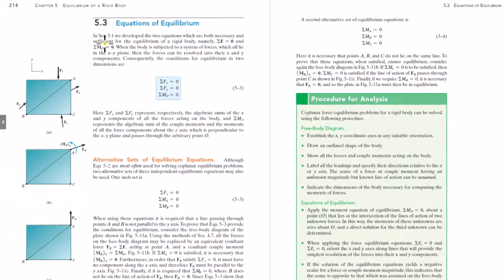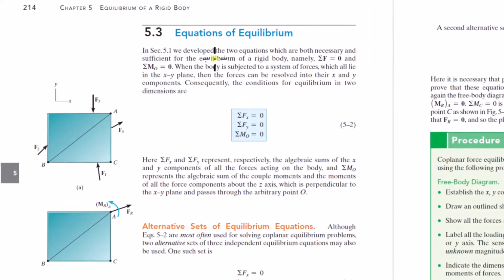Equations of equilibrium. In section 5.1, we developed the two equations which are both necessary and sufficient for the equilibrium of a rigid body, namely the sum of the forces is equal to 0 and the sum of the moments about any point you want are equal to 0. Right? That was the basic conditions for equilibrium of a general rigid body in 3D.